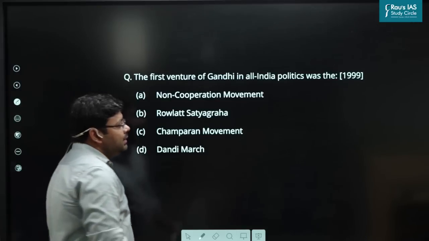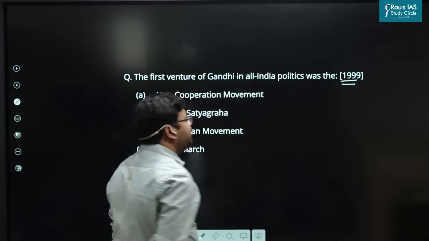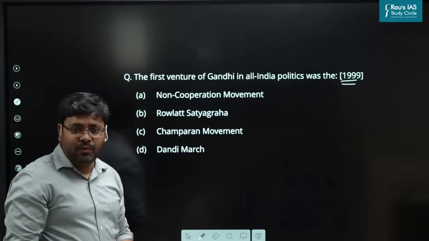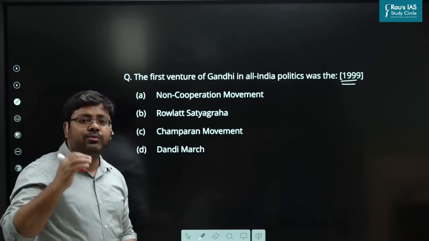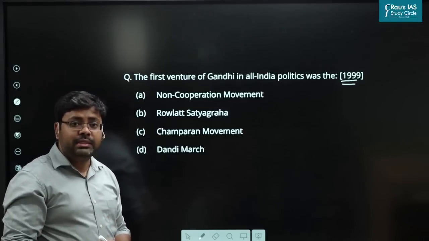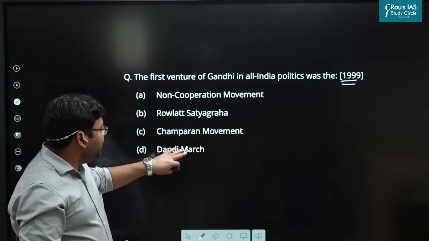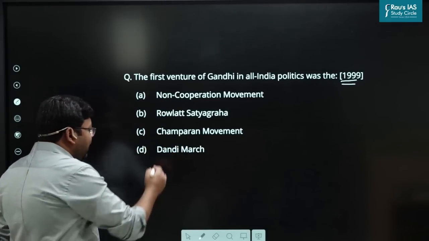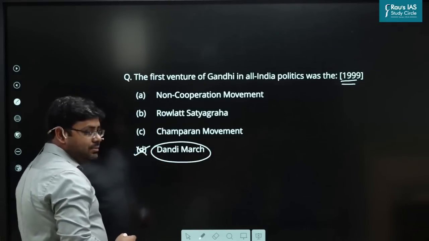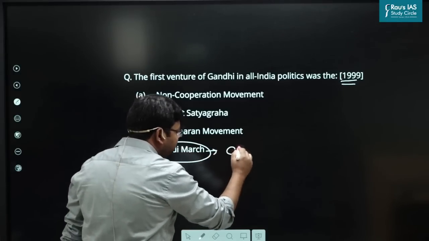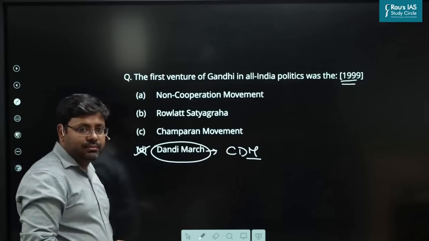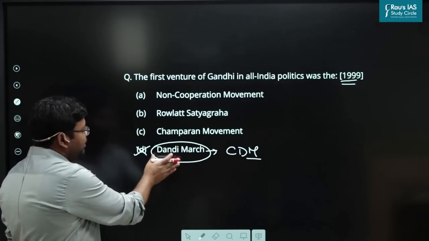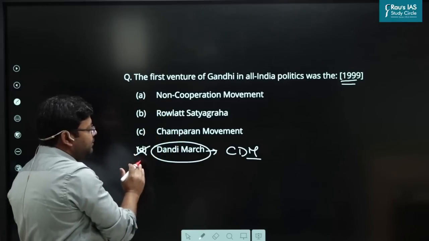Another question by UPSC 1999 exam. It says that the first venture of Gandhi in all India politics was. It is a more conceptual question, and we have to discuss it now. If you talk about the options, many close options are there. Dandi March can be eliminated because it led to the civil disobedience movement that came much later. Already there were so many movements by Gandhiji by that time. So eliminate D. Now we're still left with three more options.